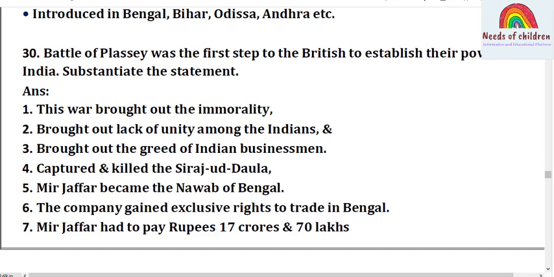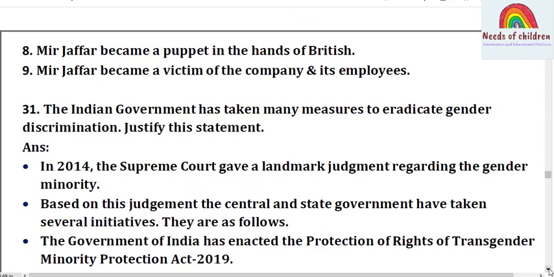Answer: this war brought out the immorality, the lack of unity among the Indians, and the greed of Indian businessmen. Siraj-ud-Daulah was captured and killed. Mir Jafar became the Nawab of Bengal. The company gained exclusive rights to trade in Bengal. Mir Jafar had to pay rupees 17 crores and 70 lakhs. Mir Jafar became a puppet in the hands of the British. Mir Jafar became a victim of the company and its employees.